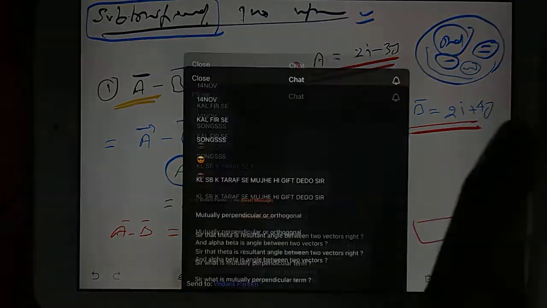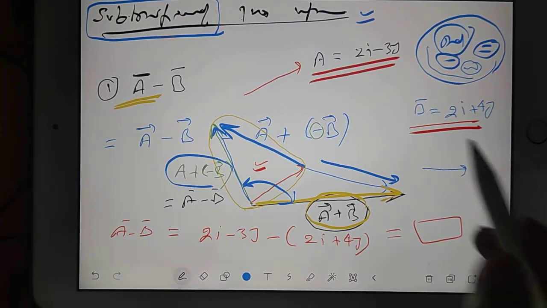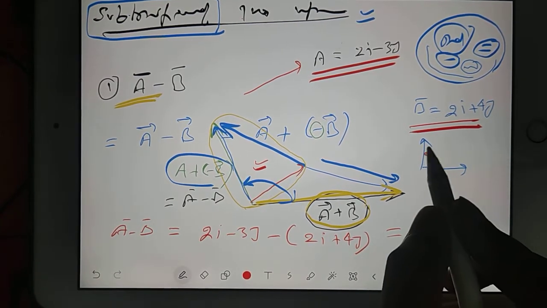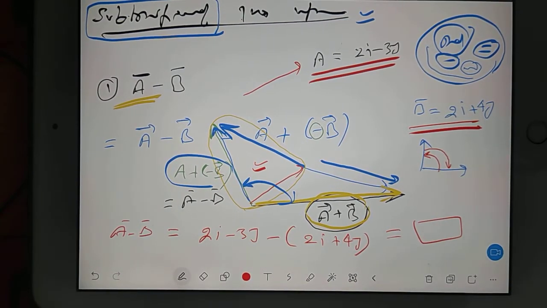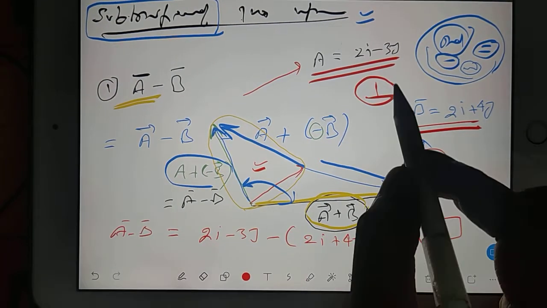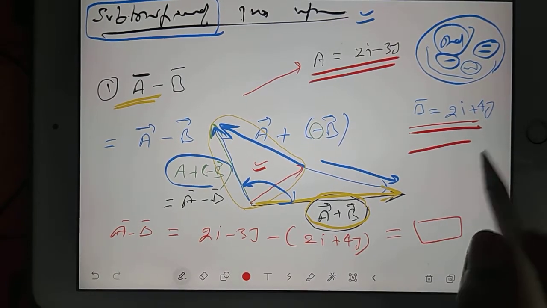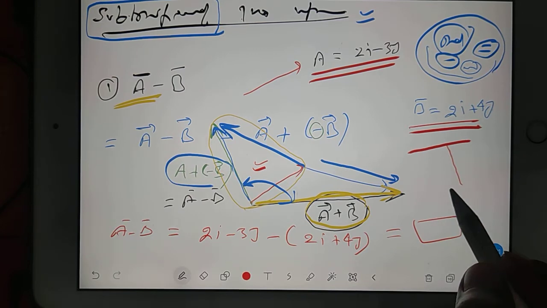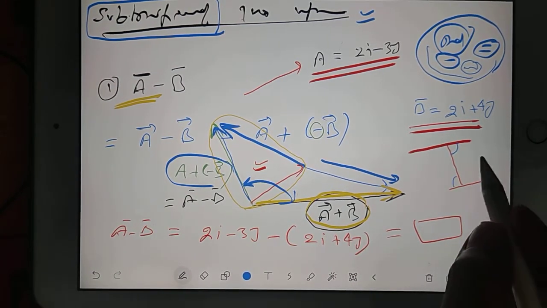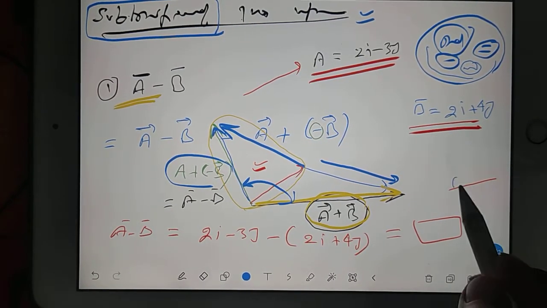Mutually perpendicular means, Vedant, perpendicular to each other. Mutually perpendicular means one is like this and one is like this. So this guy is perpendicular to this, and this guy is also perpendicular to this. So whenever you say perpendicular, then actually they are already mutually perpendicular. Suppose we have one line like this, one line like this, and one line like this. You see, these two are perpendicular, these two are perpendicular, so they all are mutually perpendicular. Clear? Simple. Vedant, clear, right?